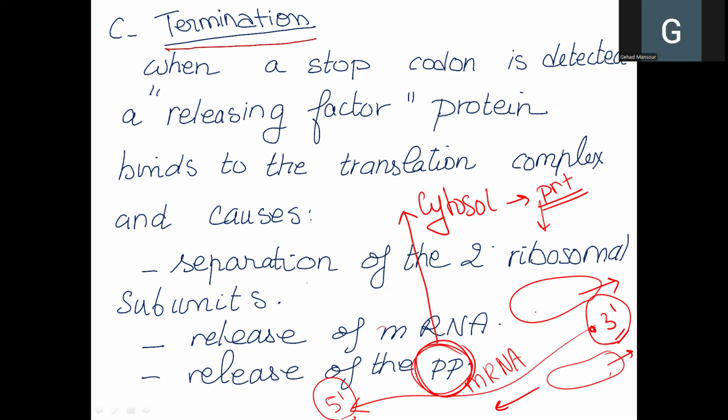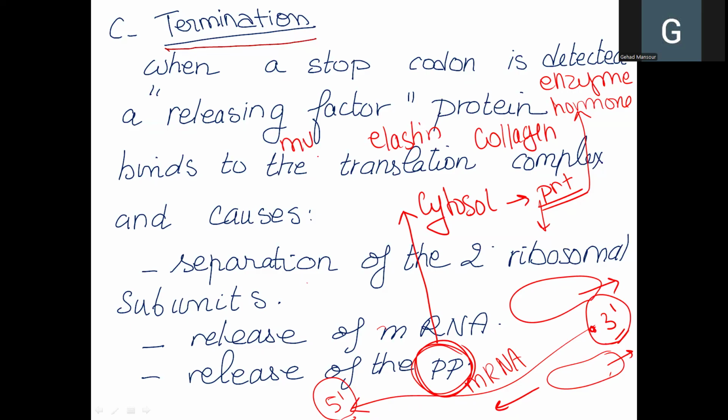Essentially, the process of translation occurs in the cytosol, but the polypeptide chain was imprisoned inside the translational complex. Now it is released into the cytosol. It will form a protein. That protein might be a functional protein like an enzyme or a hormone or an antibody, or it might be a structural protein like collagen, like elastin, or it might be a motor protein like myosin. You have a multiplicity of proteins that are important in the cell and that are being released through the process of termination.